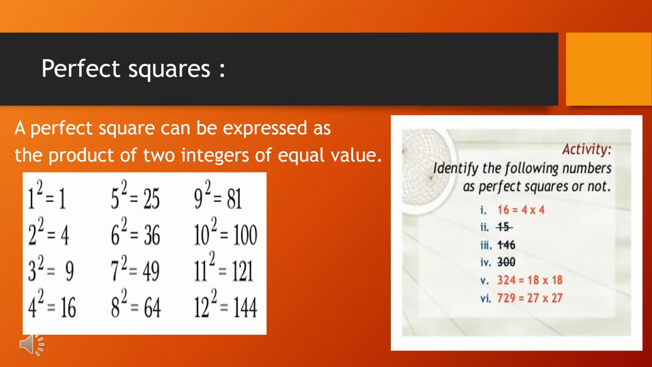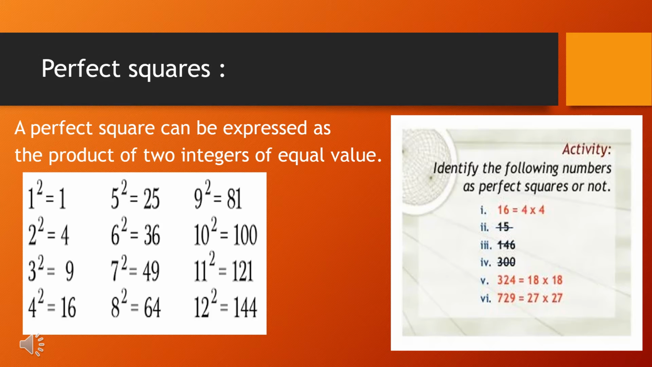Now on the right hand side of this screen, you can see an activity in which you have to identify which of them are perfect squares and which of them are not. If you see part number 1, 16. 16 is said to be a perfect square because I'll multiply 4 two times, which is of equal value, and it will give me 16.